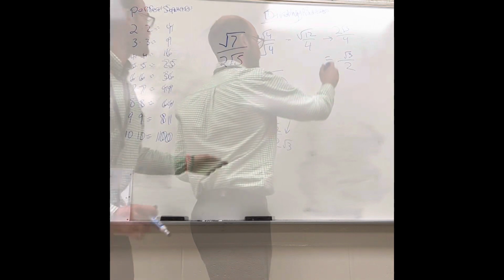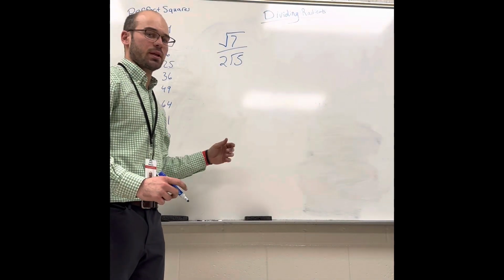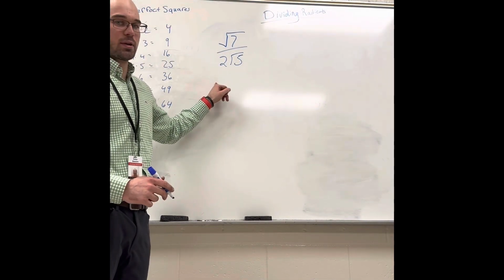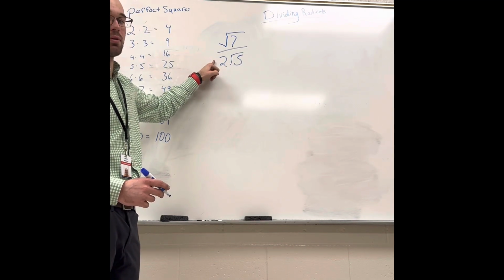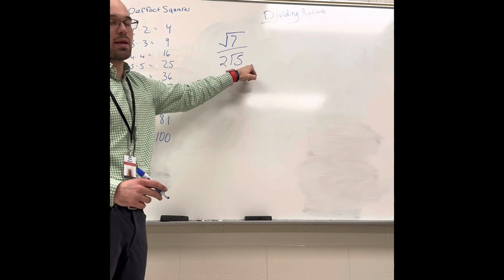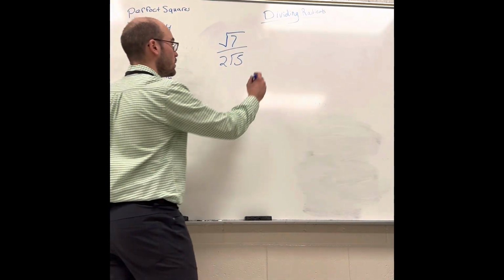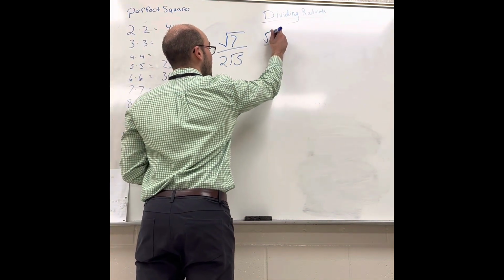All right, last up, I got a tricky one. I don't think you'll see one like this on the quiz, but just in case, let's go over it. Radical 7 over 2 radical 5. Got to get rid of that radical 5 on the bottom, so let's multiply top and bottom by radical 5.